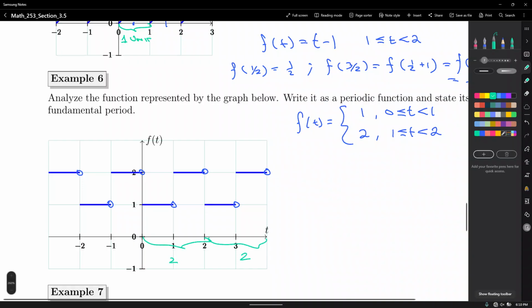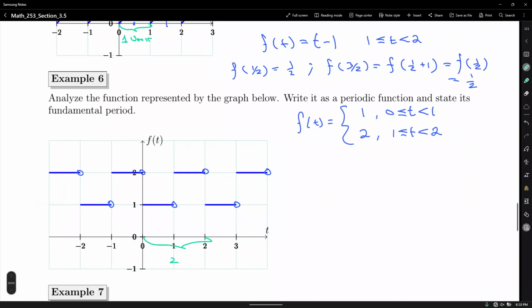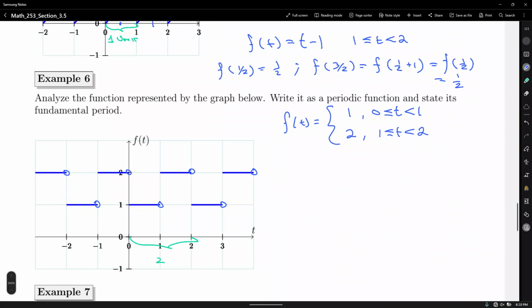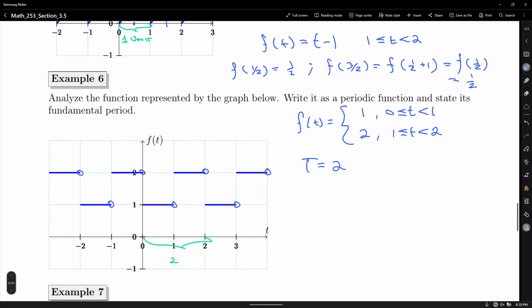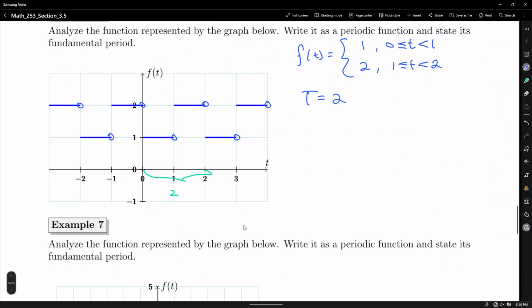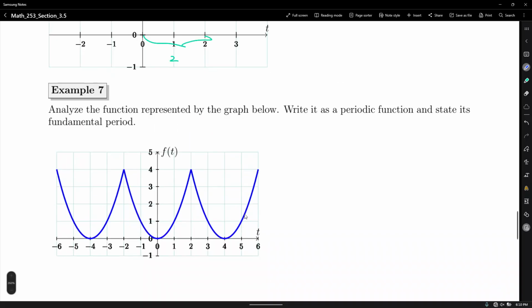It's like doing different cycles for a sine or a cosine function. But in this case, we're not dealing with those functions. We're dealing with other piecewise functions here. So the fundamental period T equals 2. All right. So what do we have? One more. Analyze the function represented by the graph. Write it as a periodic function and state its fundamental period.